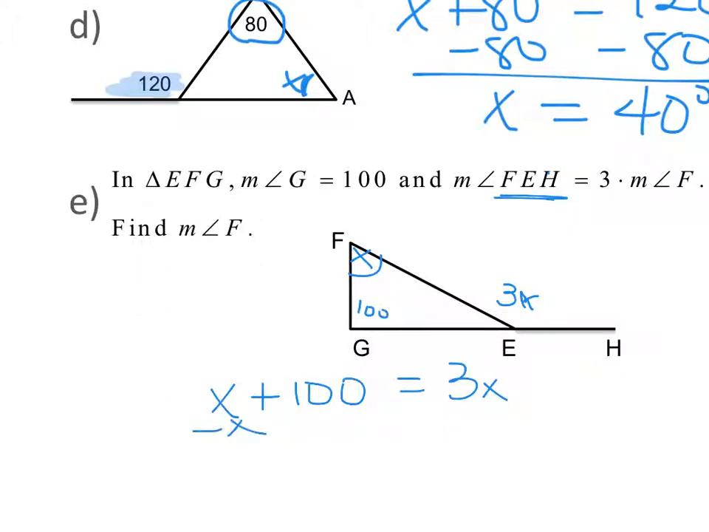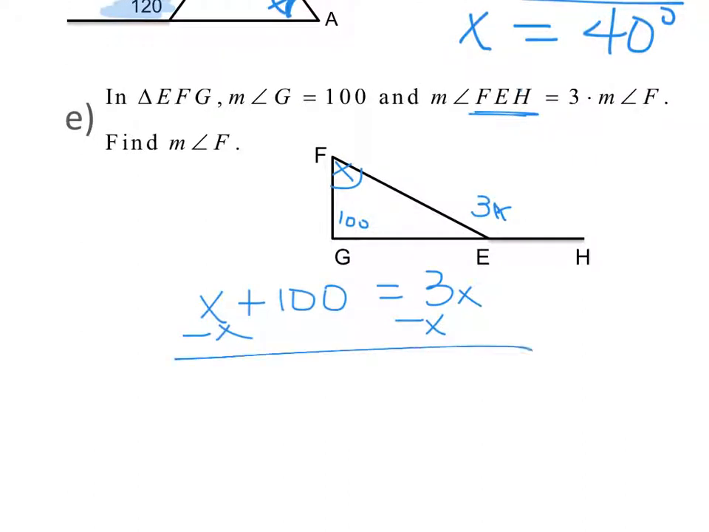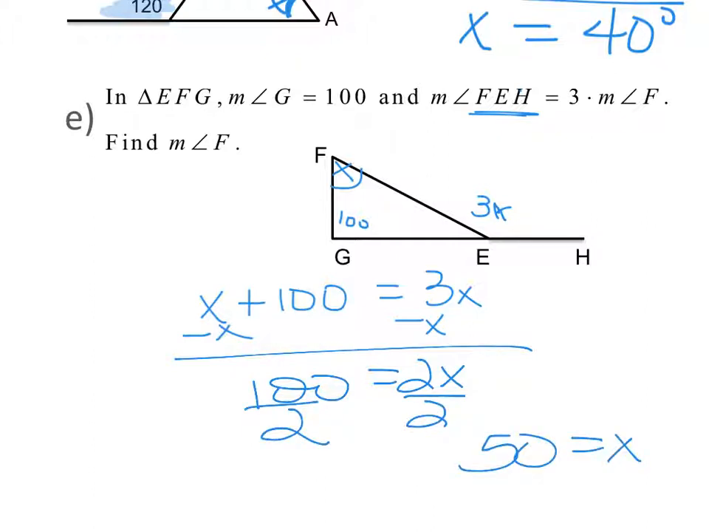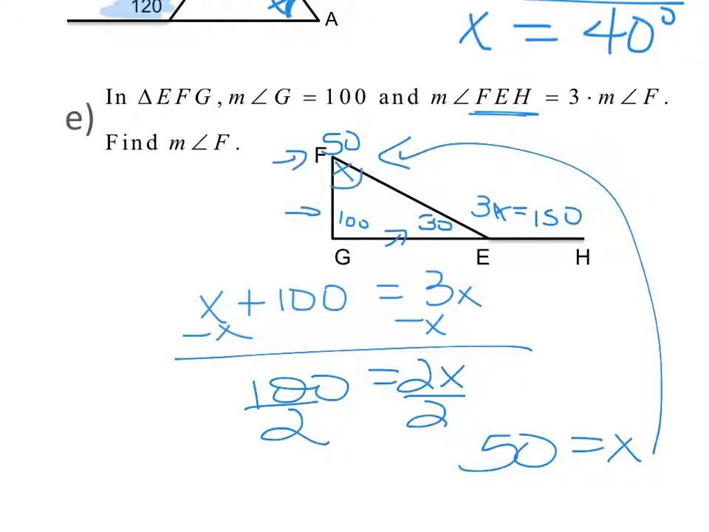I now can group my X's and then solve. Divide by 2. X, or the measure of angle F, is 50 degrees. Now we could double check this to make sure that it makes sense. Okay, so if I put a 50 here, and 3 times 50 is 150, and then if I realize that inside plus outside is a straight angle, this is 30, and then I can double check that 100 plus 50 plus 30 is 180, so it does make a complete triangle.